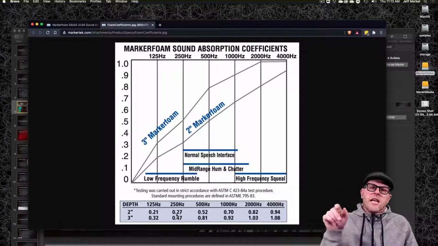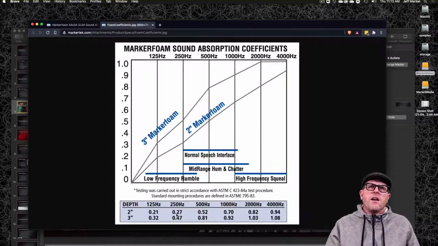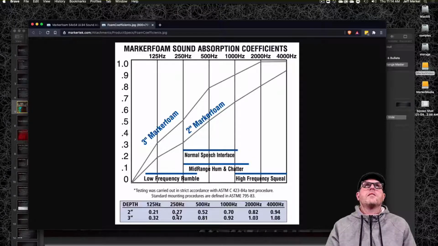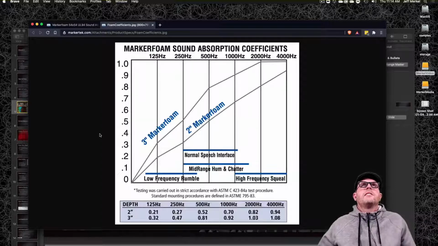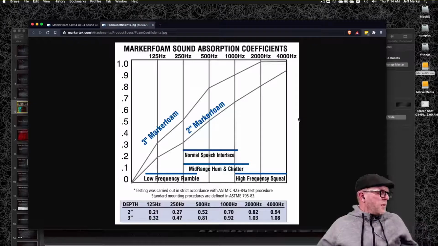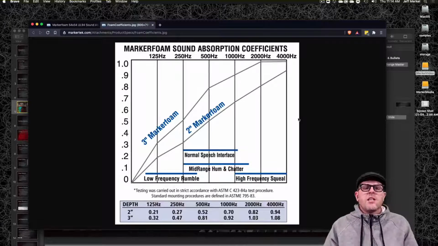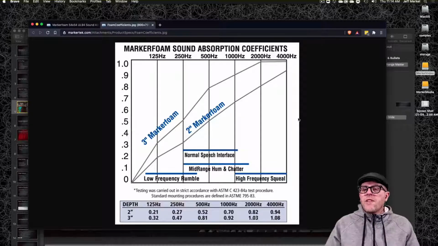So V equals F times lambda. Solve for wavelength: V over F. So 344 divided by 250. What is 344 divided by 250? Help me out with that. Anybody? I can do it on my own calculator, but I want you guys to be doing it too. Okay, 1.376. Good. So that means the wavelength is 1.376 meters long.